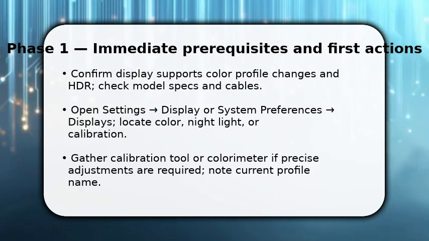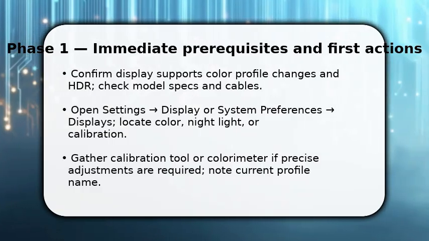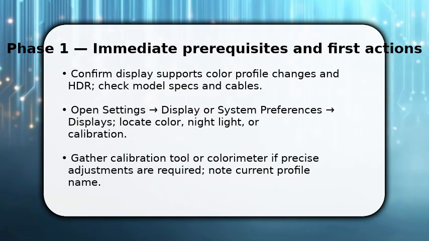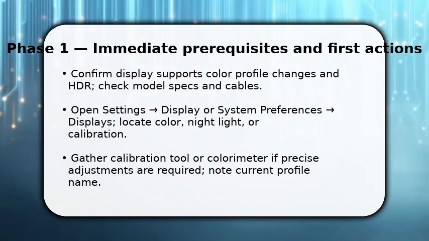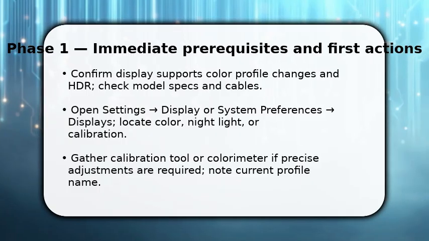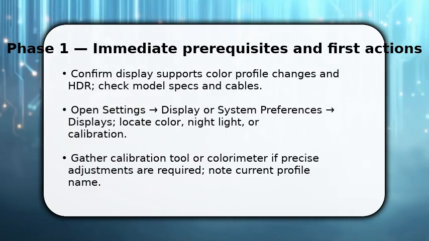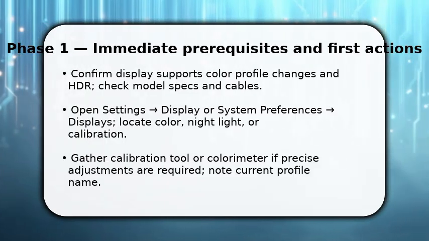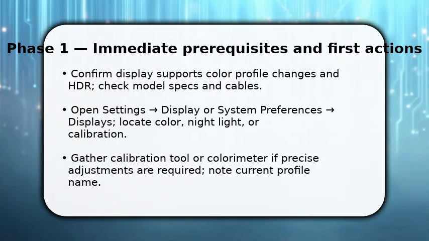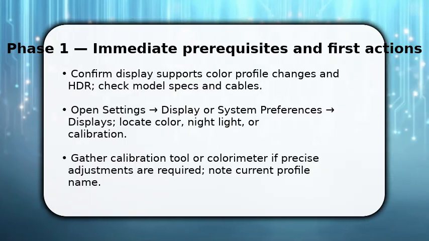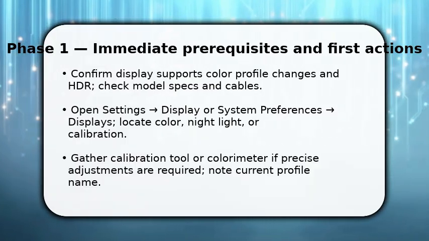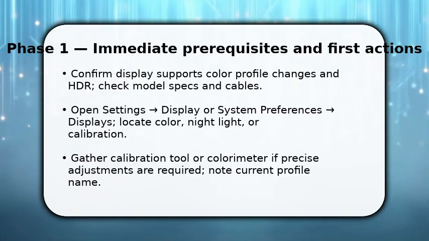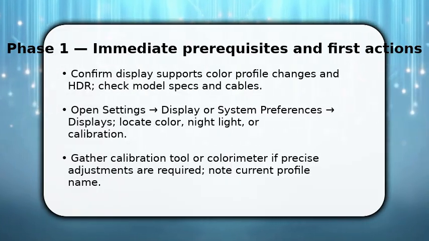You begin by confirming your display can change color profiles and that cables and drivers are up to date. Once done, open Settings, then Display or System Preferences, and go straight to the Color or Night Light section. Make sure to locate the current profile name so you can revert if needed. If you have a colorimeter, connect it now, otherwise prepare to use software controls. This first step puts you in the right menu and preserves a safe baseline to avoid accidental color shifts.